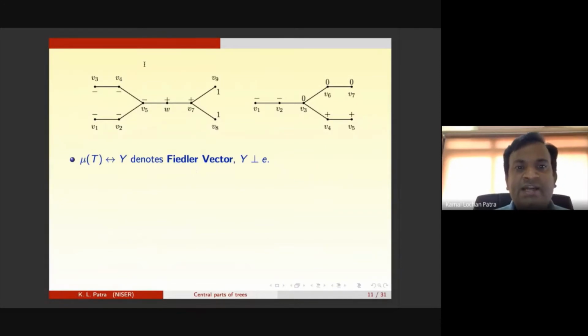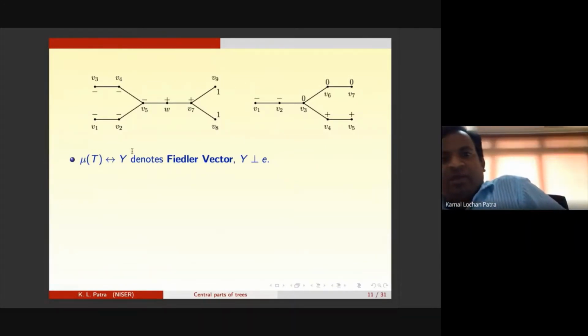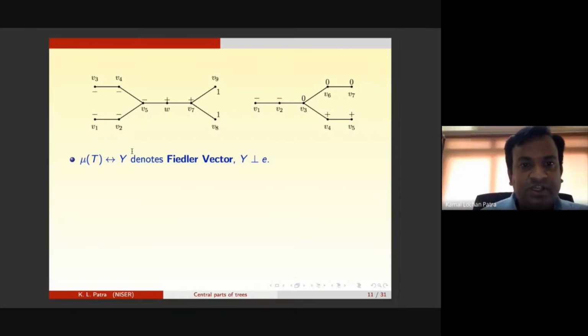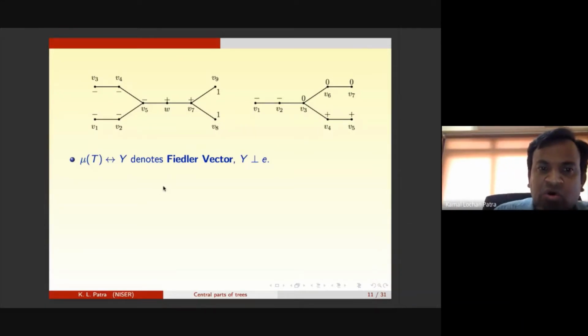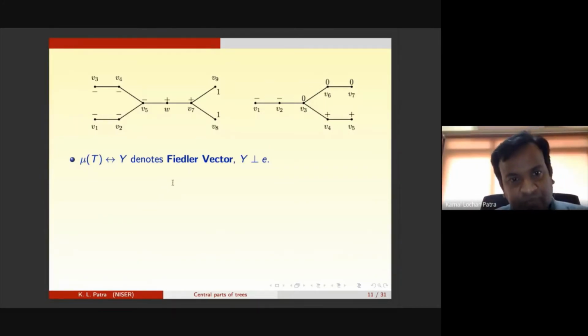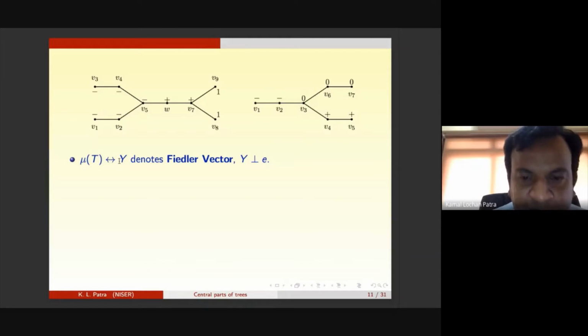So if you consider a tree now, lambda 2 is strictly greater than 0. So 0 is an eigenvalue of L(T) with multiplicity 1. So the all-one vector is perpendicular to all other eigenvectors associated with T. That means if you take a Fiedler vector, it is perpendicular to the all-one vector, so it must contain some positive entries and some negative entries, and maybe some zero.